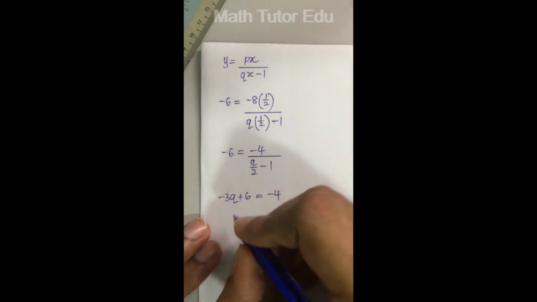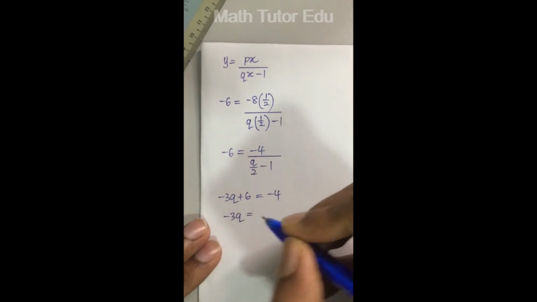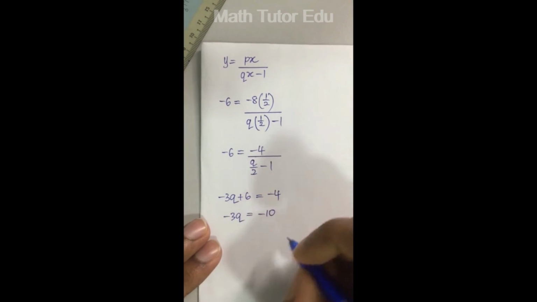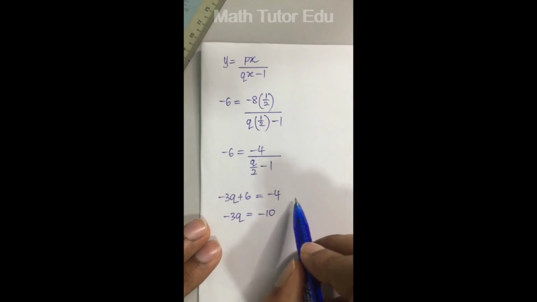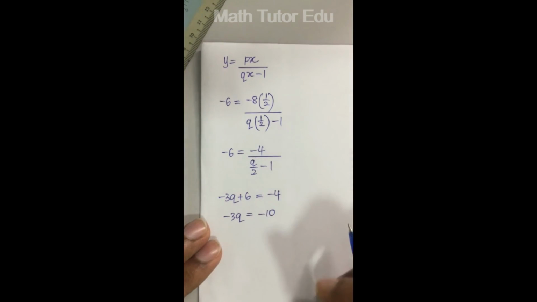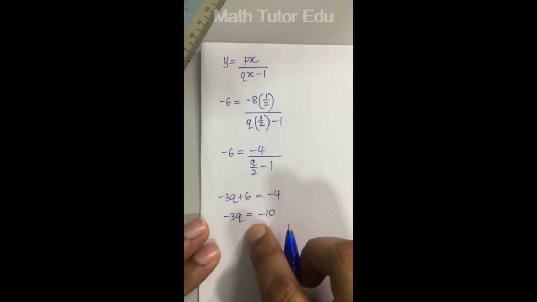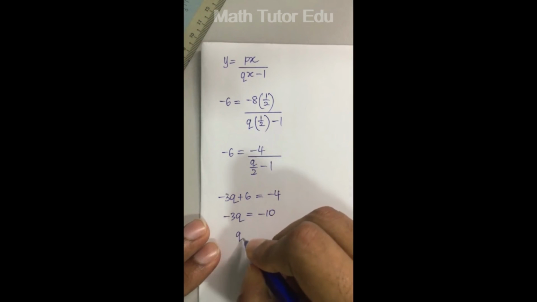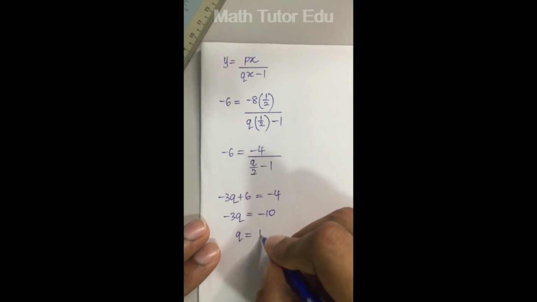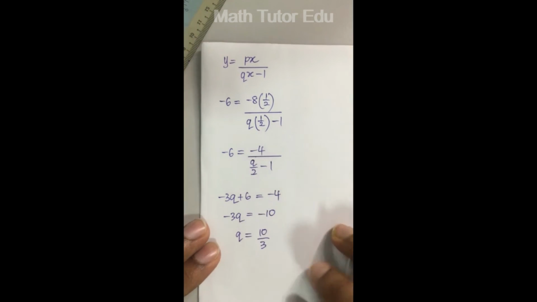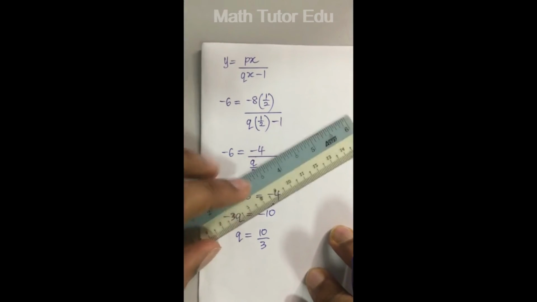Negative 3q equals negative 10. This 6 from the left hand side, you move it over to the right hand side, it will become negative 6. So negative 4 minus 6 will be negative 10. So negative 3q equals negative 10. From here, you get q equals 10 over 3. This is your answer for q.